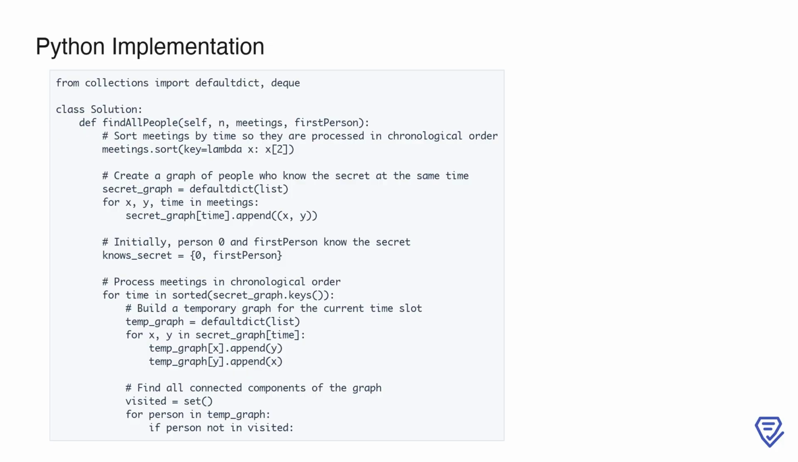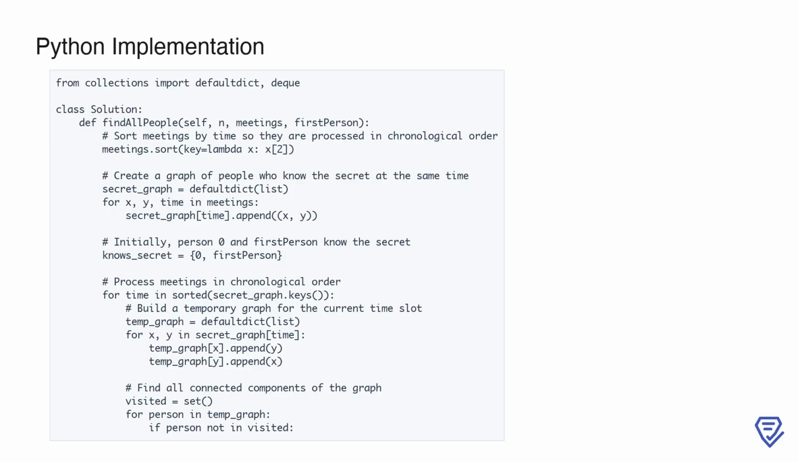This graph will store all connections between people who are part of the same meeting at a specific time. For each meeting, represented by the pair of people x and y and the meeting time, we populate the graph with the connections for that time slot. Now, we know that person 0 and the first person are the initial holders of the secret. So, we create a set called knows_secret to keep track of everyone who knows the secret at any point. This set is initialized with these two individuals.